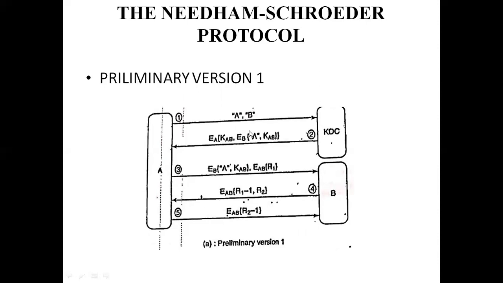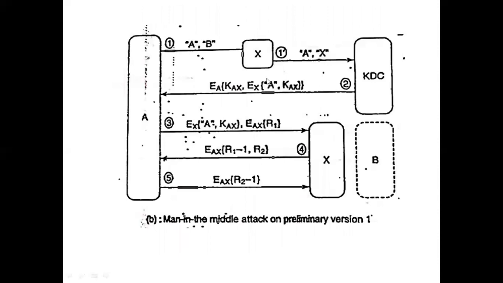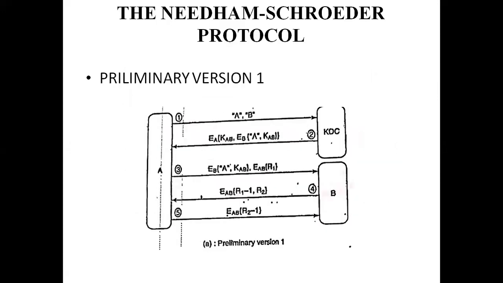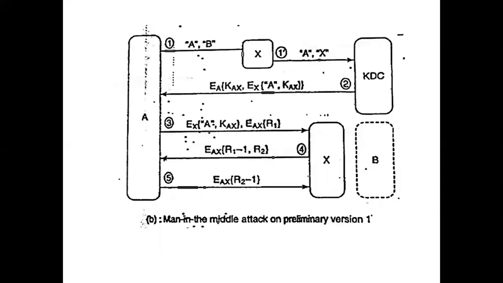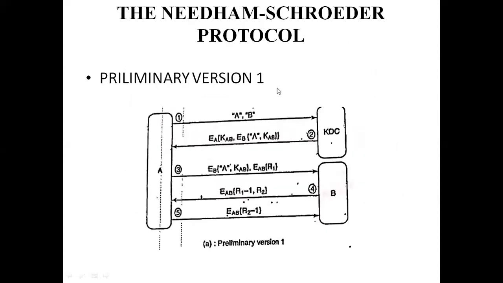In this preliminary version 1, there is a man-in-the-middle attack. The protocol shown here is susceptible to an impersonation attack. Here we will see how the middleman attacks preliminary version 1.